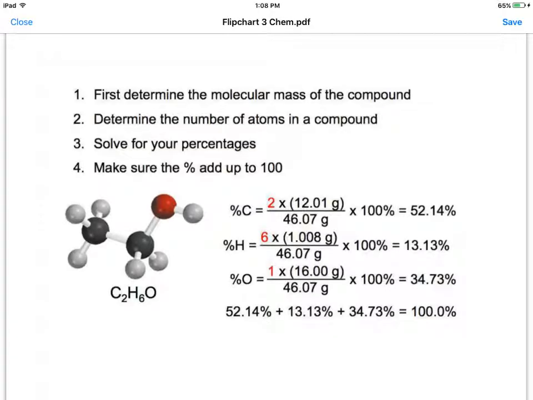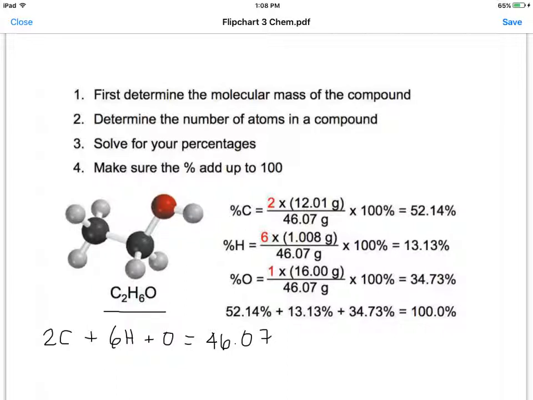Now here are some more examples of percent composition. Again, if we were looking at this molecule here, C2H6O, we could find the total mass of the compound by adding up 2 carbons plus 6 hydrogens plus 1 oxygen from the periodic table, and doing this you would get 46.07.